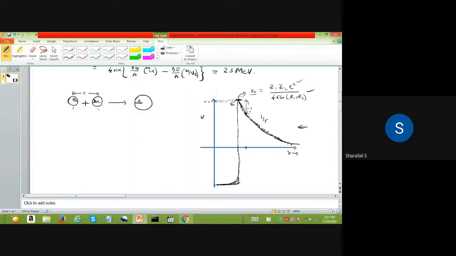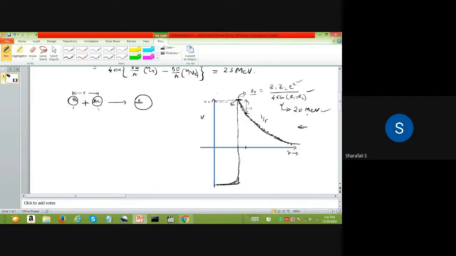For the case of the neon-neon fusion reaction that we just discussed, this value will be somewhere around 20 mega electron volt. So you need at least this much energy for your lighter nuclei which are combining together. Okay, so at least this much energy is required to cross that potential.